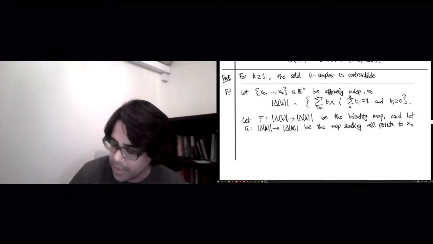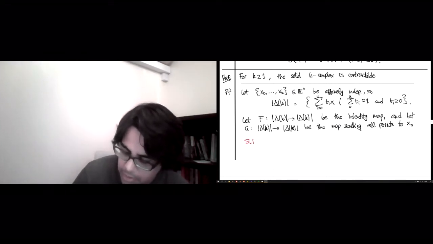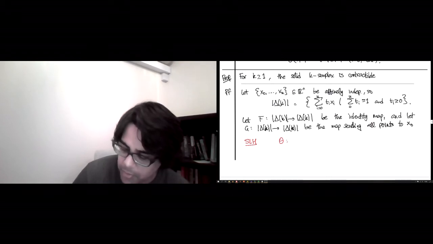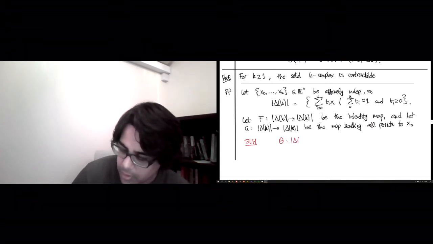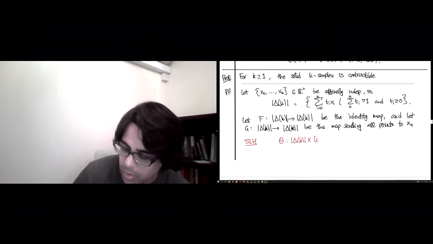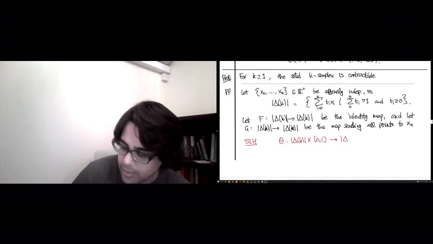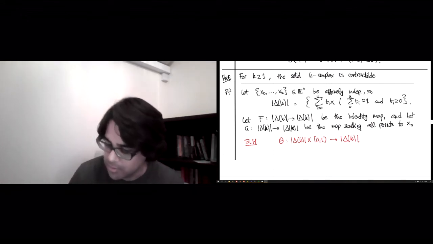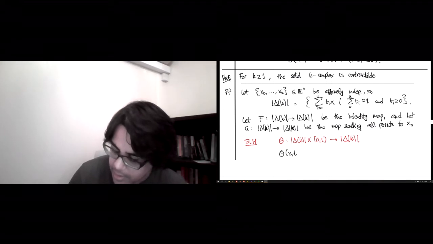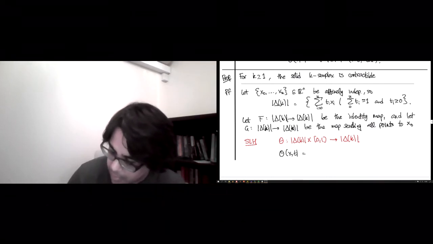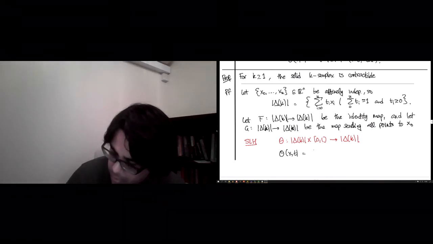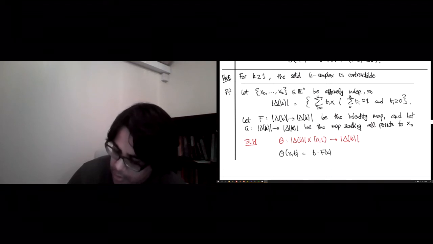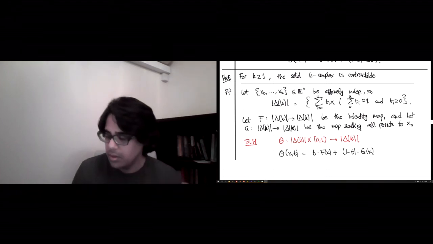And so the straight line homotopy, SLH, is prescribed by the formula: θ goes from Δ^k × [0,1] to Δ^k, and we have to check that it satisfies these rules, but it's really going to be θ(x, t) is t times f(x) plus (1 minus t) times g(x).